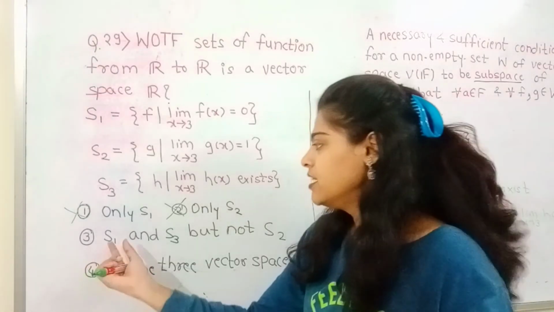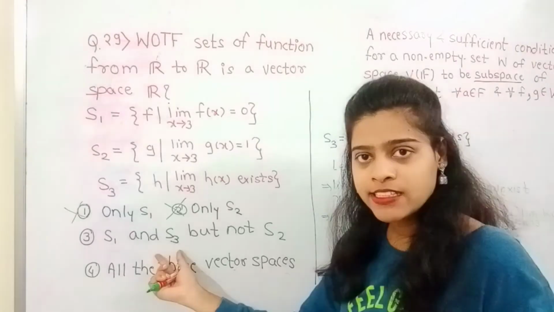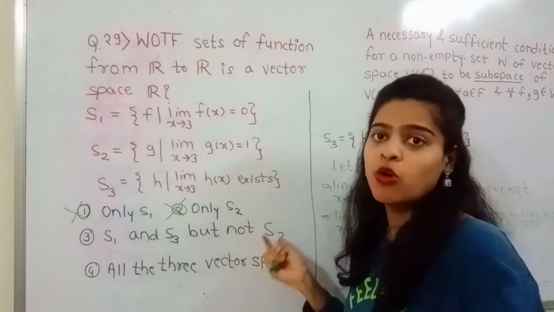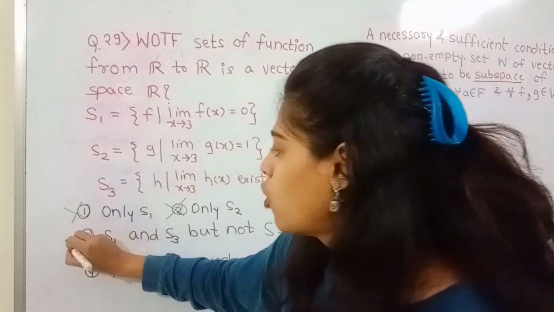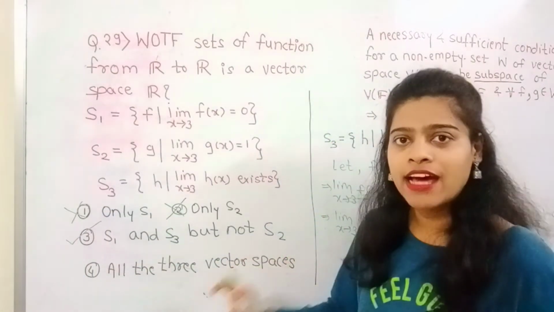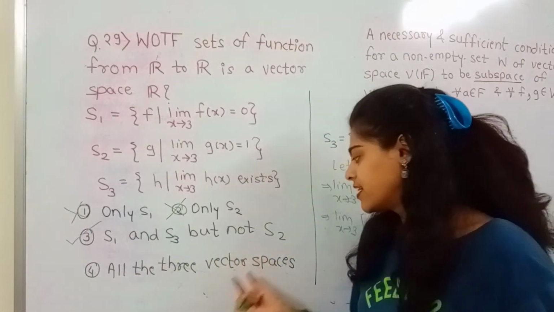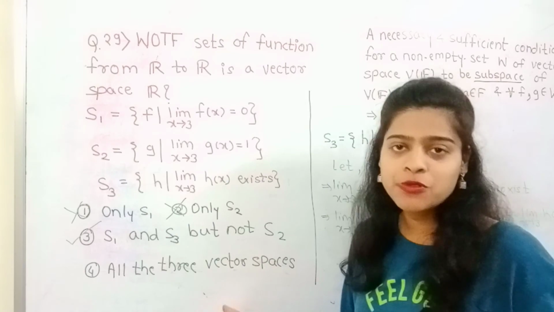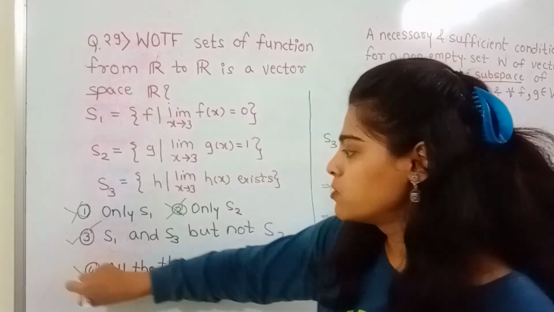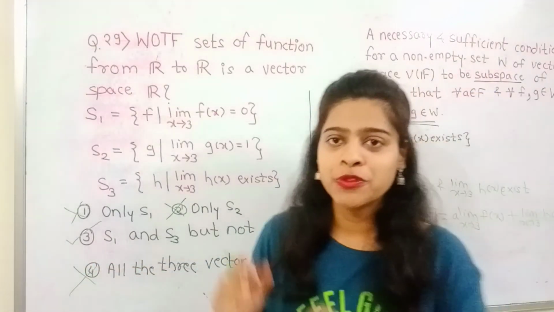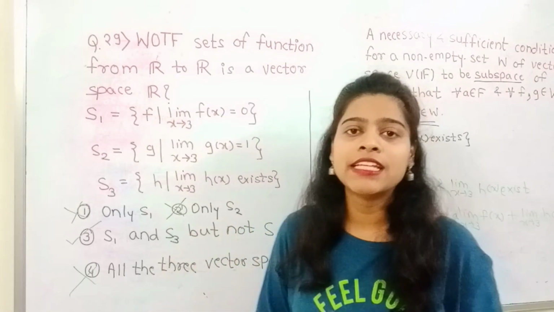In option 3, S1 and S3 are vector spaces but not S2. Obviously, this is true. Therefore, option 3 is true. And the last option is all three vector spaces. Obviously not, because S2 is not a vector space. Therefore, option 4 is not true. So, in this question, option number 3 is true.